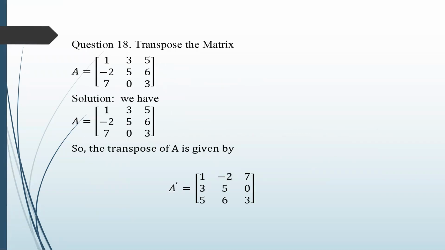Now we go for question number 18. Transpose a matrix, which means we have to find the transpose. I told you how we can find it. It means we change the rows into columns. So the first row will be the first column, so this will be 1, 3, 5. The second row will be the second column, -2, 5, 6. And the third row will be the third column, 7, 0, 3. So this is the transpose of this matrix. So is that clear?